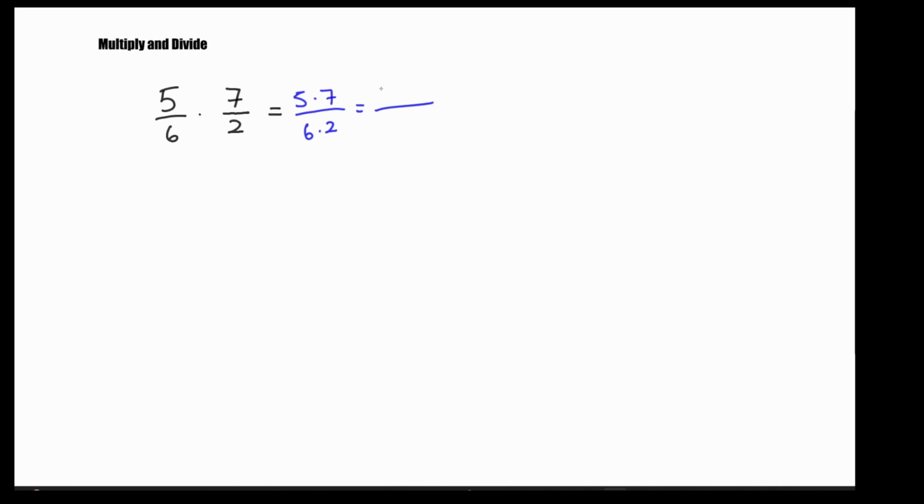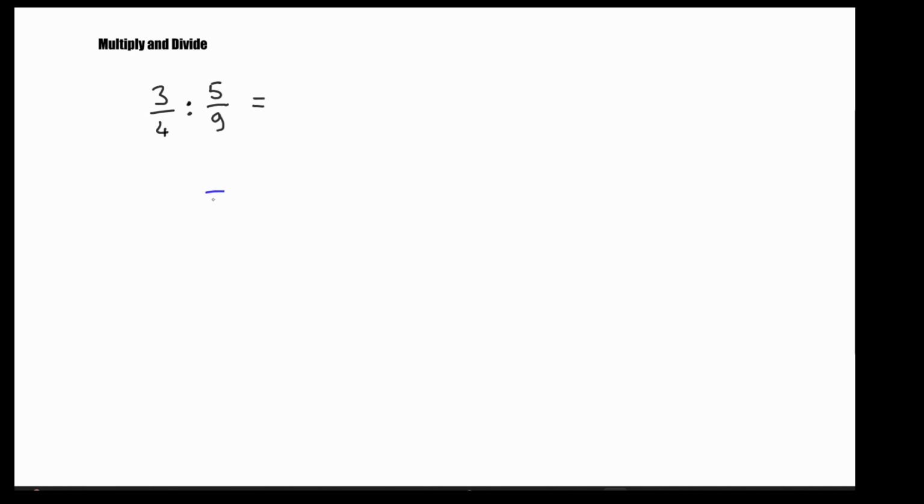5 times 7 is 35. And 6 times 2 is 12. That's our answer. Okay, let's now learn how to do division. Now, when we're doing division, we're going to write the first rational number as it is, and then we're going to flip the second one, and then just do multiplication. So, let me show you how.